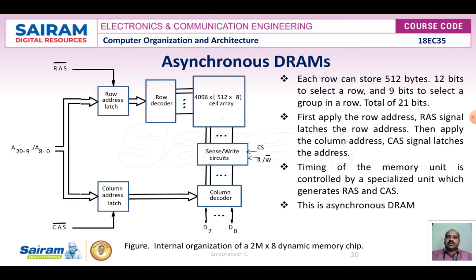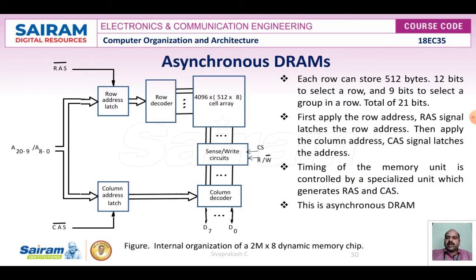The diagram shown here is called an asynchronous DRAM. It consists of 4096 cells in each row, divided into 512 groups of 8 bits, so that a row can store 512 bytes of data. Therefore, 12 address bits are needed to select a row. Another 9 bits are needed to specify a group of 8 bits in the selected row. Thus, a 21-bit address is needed to access a byte in this memory.